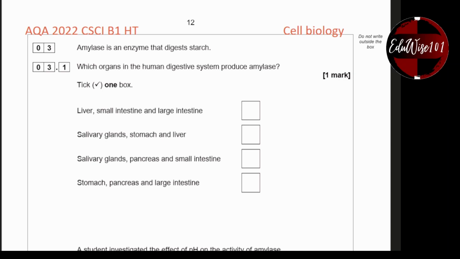Liver doesn't produce amylase. Remember, amylase is responsible for breaking down carbohydrates. Salivary glands, yes. Stomach, no. Liver, no. Salivary glands, pancreas, and small intestine, yes. That is correct. So let's mark that. That will be number 3. And stomach, pancreas, and large intestine. Large intestine doesn't produce enzymes in terms of digestion.